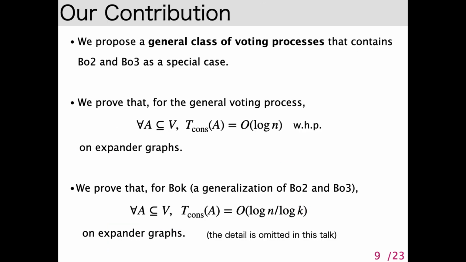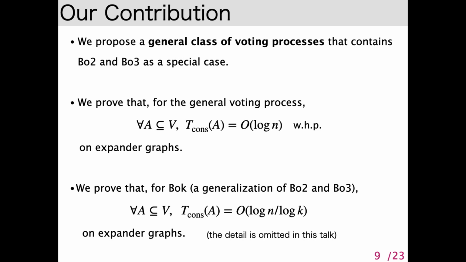In this work, we integrate the previously known results. First, we propose a general class of voting processes that contains best of two and best of three as special cases. Second, we prove that for the proposed voting process, the consensus time on expander graphs is order log n with high probability for any initial configuration. So this result extends previous works.